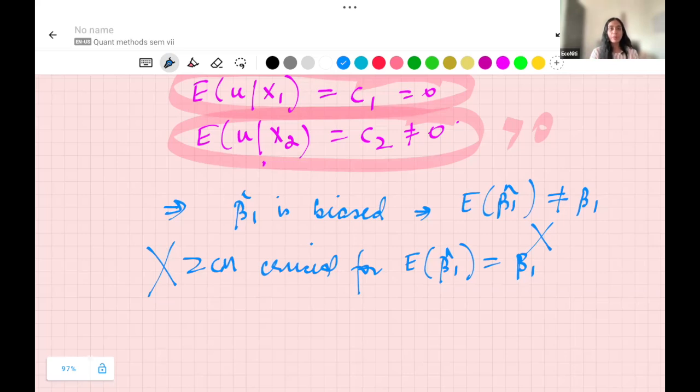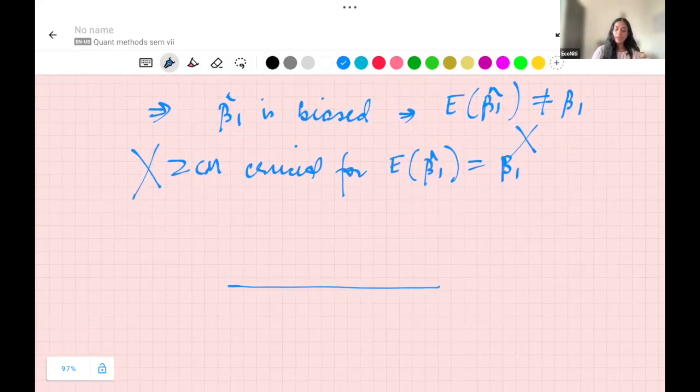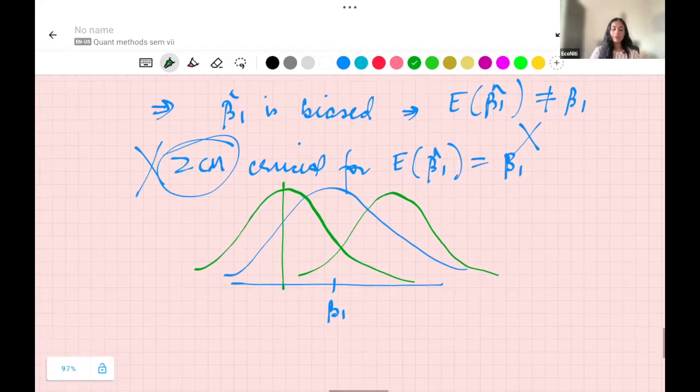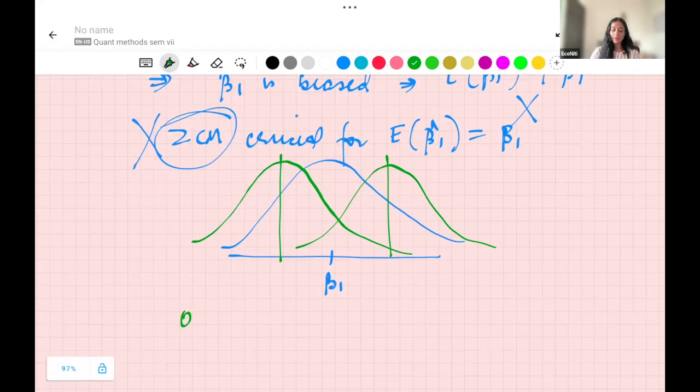सैंपल में योर बेटा 1 हैट इज नॉट गोइंग टू बी इक्वल टू बेटा 1, है ना? ये था ना, बेटा 1 हैट का ऐसा डिस्ट्रीब्यूशन होता है मीन बेटा 1 इफ जीसीएम इज सेटिस्फाइड. बट अगर जीसीएम सेटिस्फाइड नहीं है, सो इट विल ईदर बी लाइक दिस और इट विल ईदर बी लाइक दिस. तो तुम चाहे जितने पापड़ बेल लो, एवरेज पे भी यू विल बी रॉन्ग ऑन एवरेज. इवन इन एक्सपेक्टेशन यू विल नॉट बी राइट. Your OLS estimator will be biased.